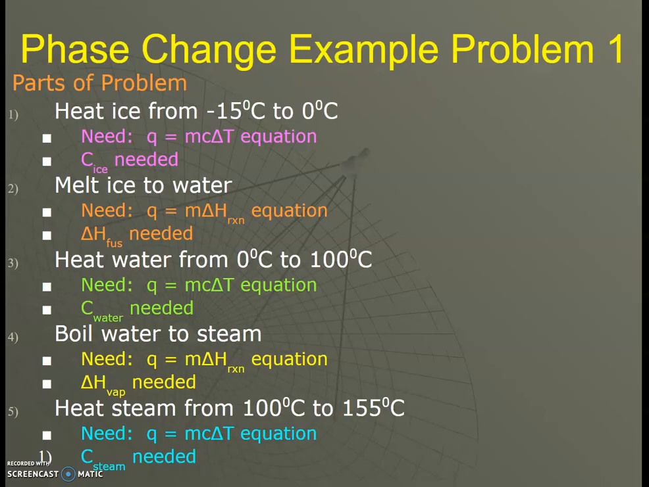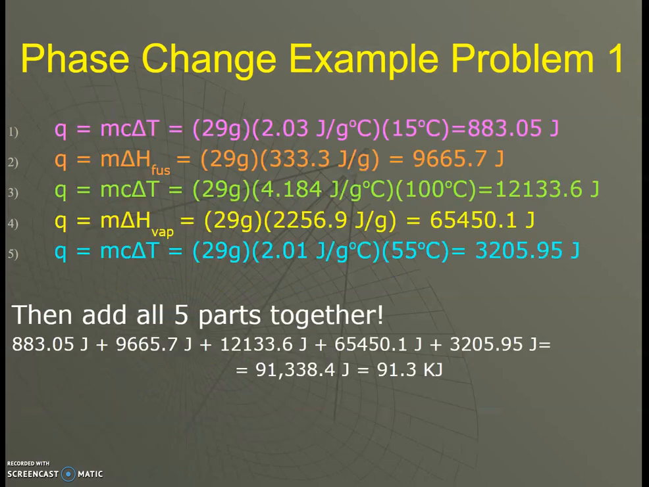So we use our mc delta T equations any time there is a slope. There is a slope here, a slope here, and a slope here. And any place where there is not a slope, where there is a plateau, we use our delta H of reaction equation. It really does help if you map it out on your drawing.